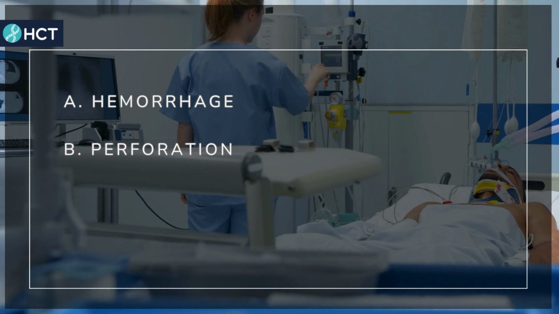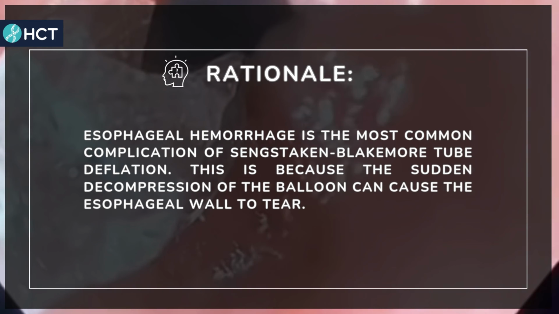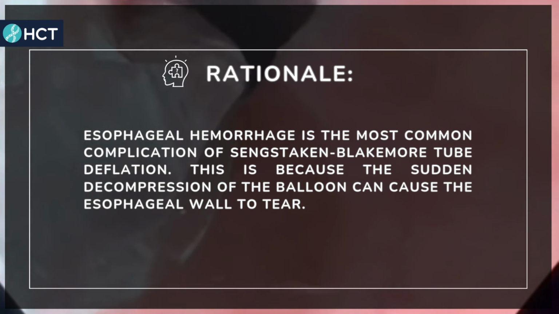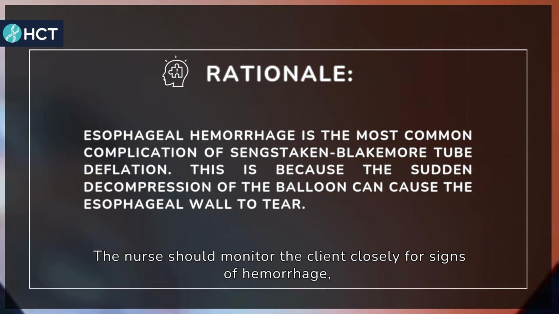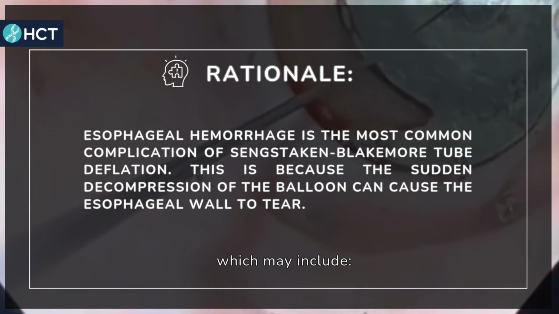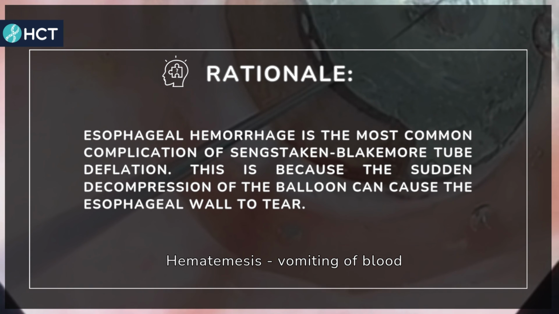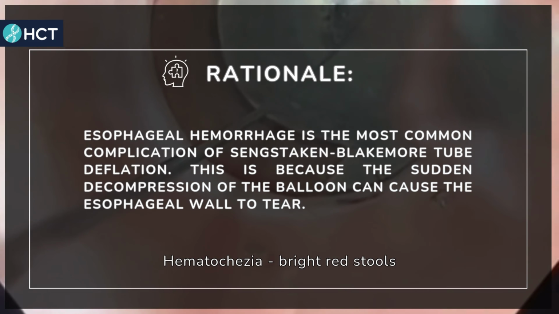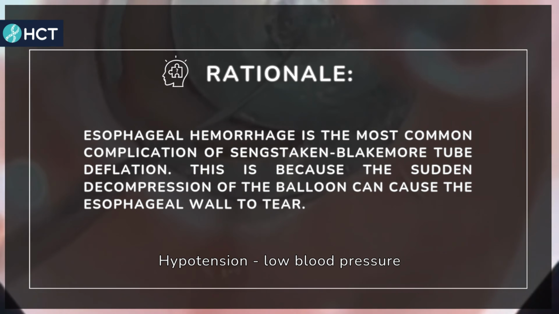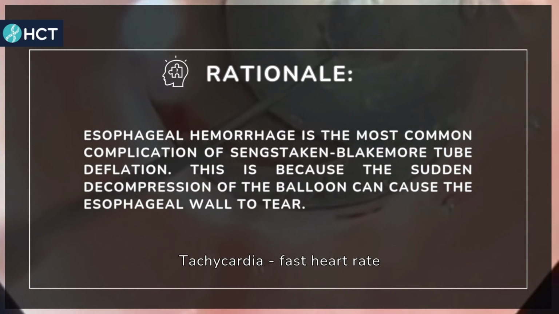The correct answer is A. Esophageal hemorrhage is the most common complication of Sengstaken-Blakemore tube deflation. This is because the sudden decompression of the balloon can cause the esophageal wall to tear. The nurse should monitor the client closely for signs of hemorrhage, which may include hematemesis, vomiting of blood, melena, black, tarry stools, hematochezia, bright red stools, hypotension, low blood pressure, tachycardia, fast heart rate.